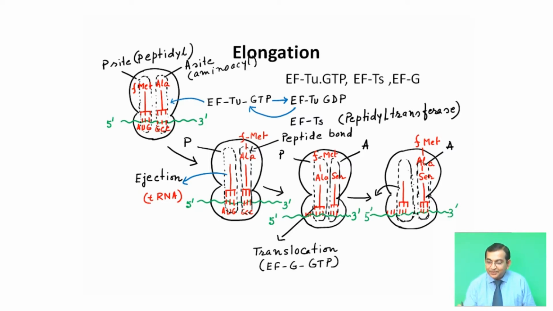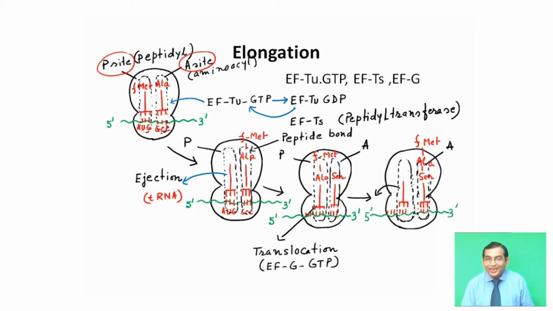One is called the P site or peptidyl site, and another is called the A site or aminoacyl site. Now in the P site, the first tRNA which is added, that is methionine or fMet, is present, and the A site remains vacant. In the A site, an aminoacyl tRNA enters with the help of elongation factor Tu-GTP.